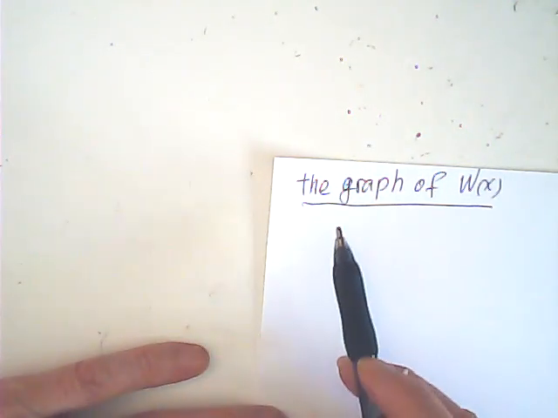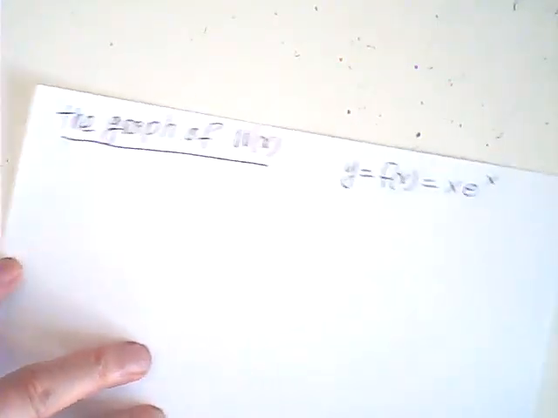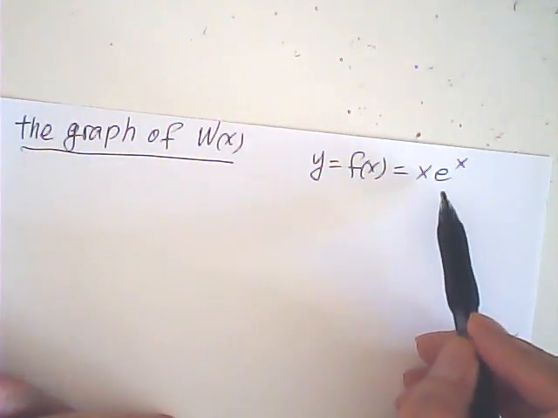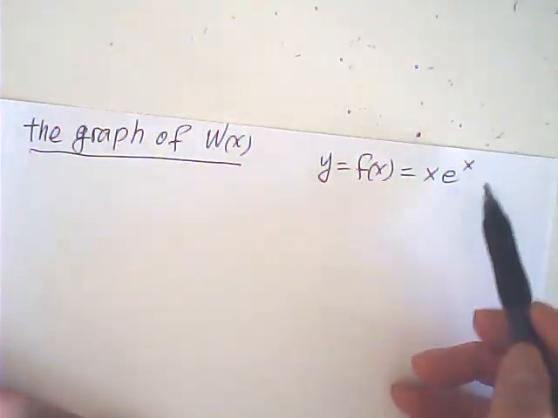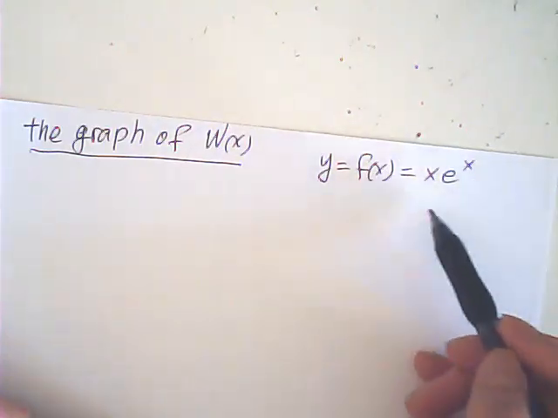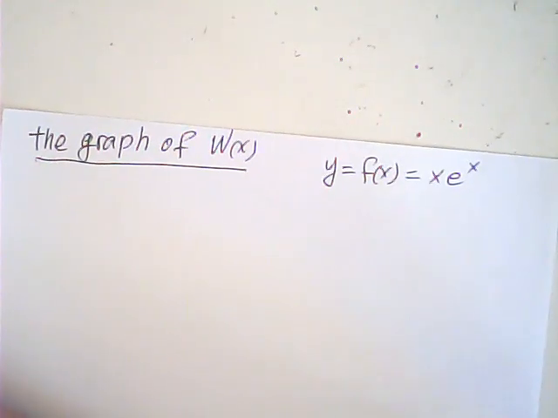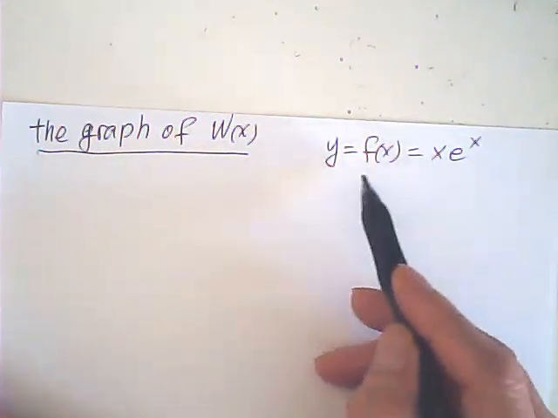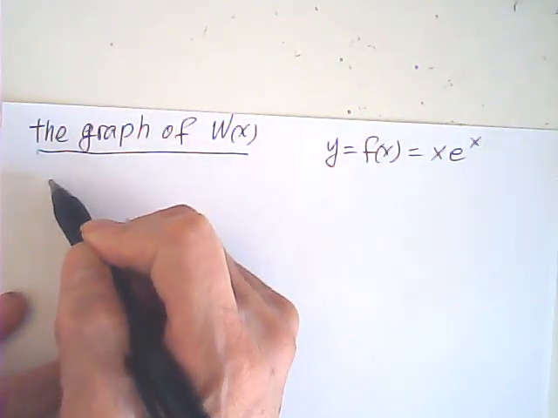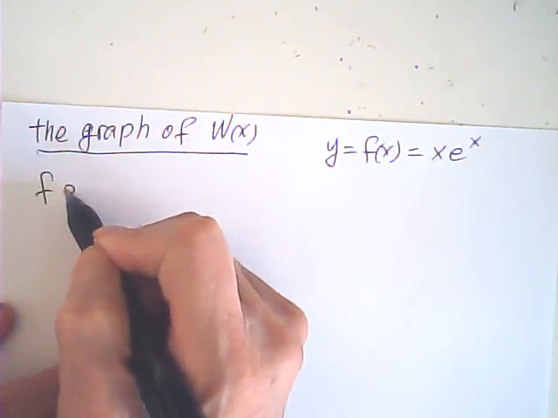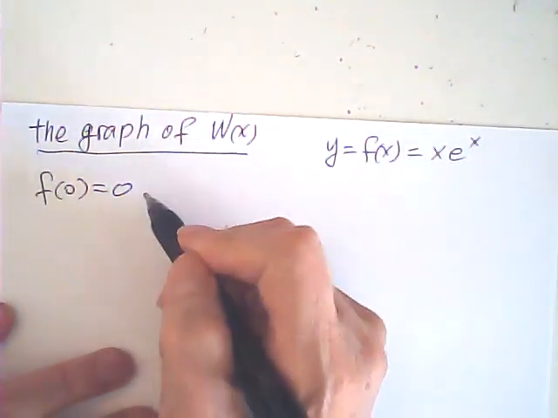Let's sketch the graph of a Lambert W function. We start with this function, f(x) = x e^x, because the W function is the inverse of this function. So when we have this graph, we can get the graph of the W function. Now for this particular function, we have some basic properties: f(0) is 0, when x equals 0.